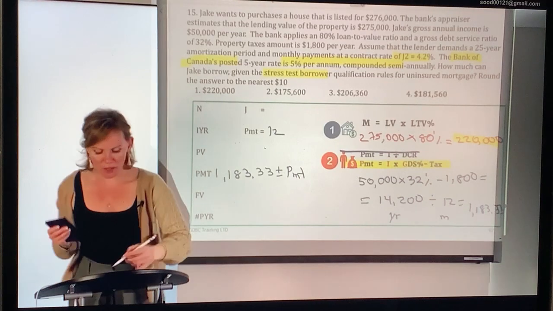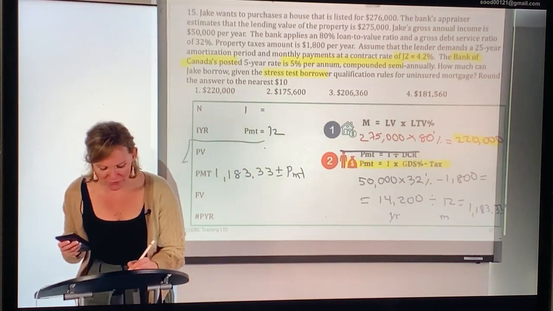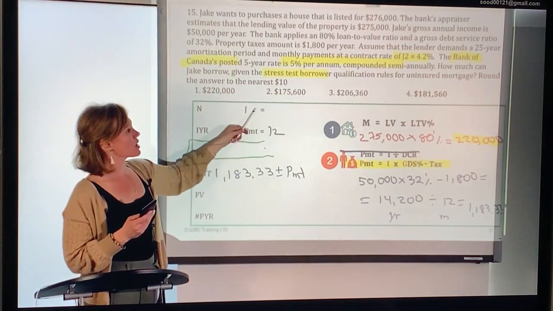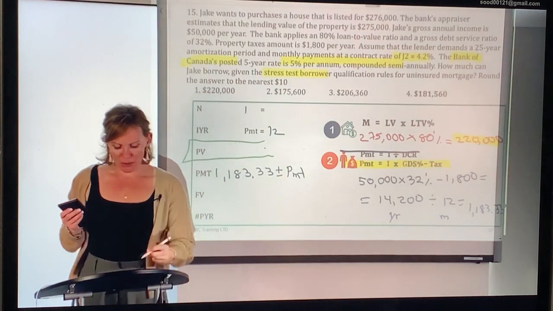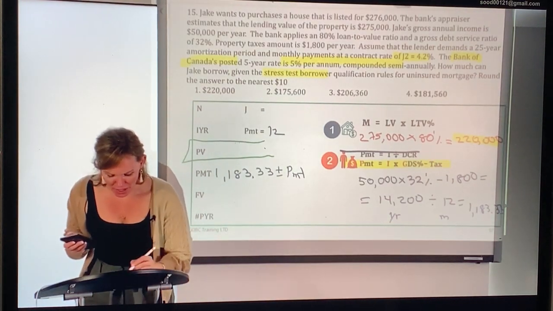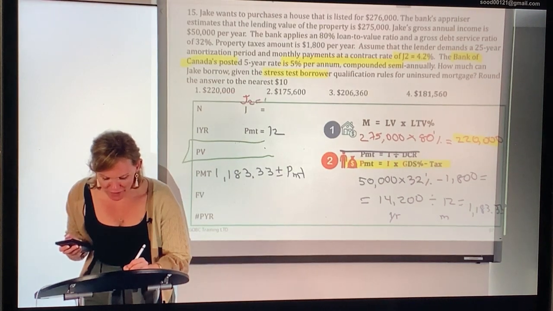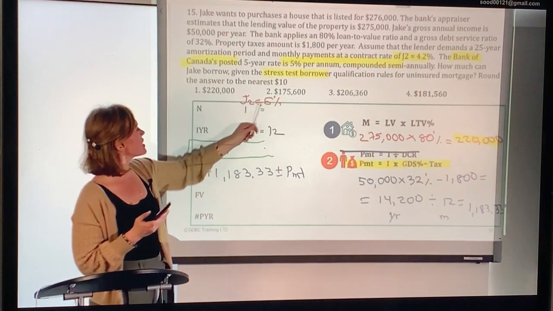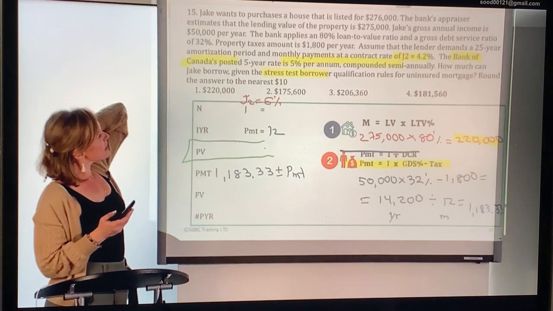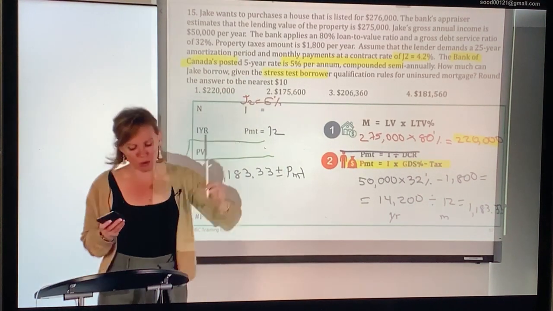Okay, now this is where we get to that stress testing thing, because now we have to figure out which rate do we use in here? Okay, what do we use? So let's pull up the two rates in here. I'll put the Bank of Canada rate on the top, and the Bank of Canada is J2 equals 5%. Do you see that? Okay, so 5%, that's the bank's rate, Bank of Canada. And then the contract rate is J2 equals 4.2%.